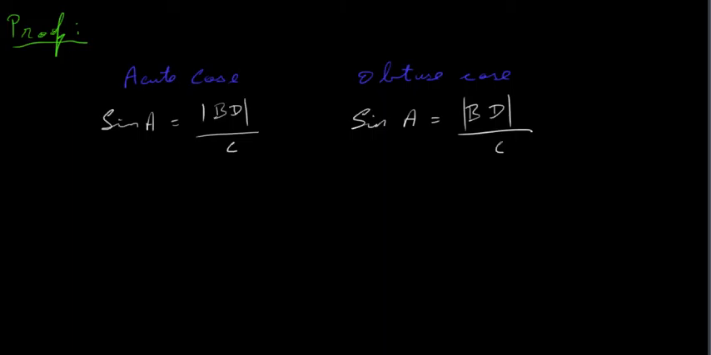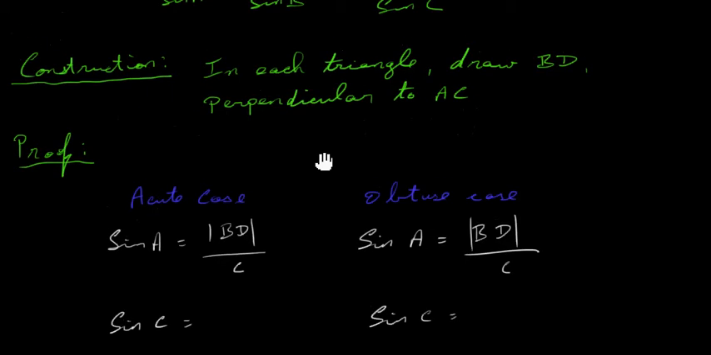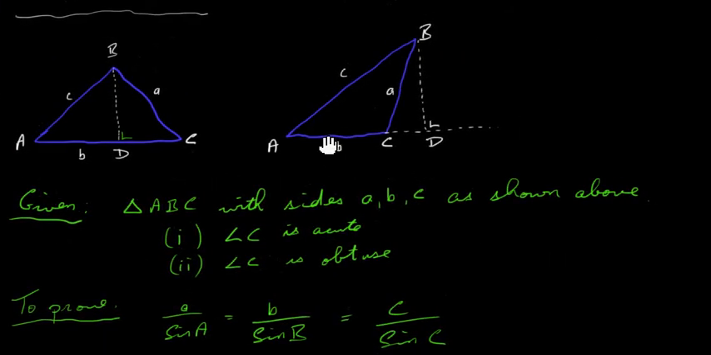Second thing we're going to do then is find the sine of C in both cases. So let's have a look at that. Now this is our angle here at C, so we can see that that's going to be BD over a. BD over a, opposite over hypotenuse, is going to be the sine of C.